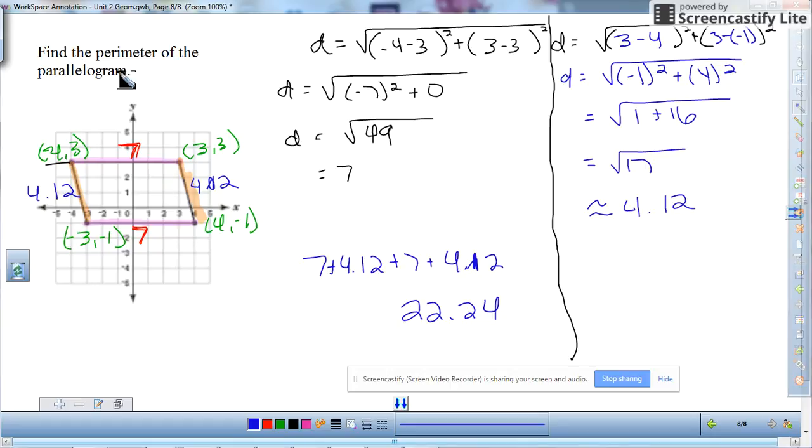And we actually remembered that for a parallelogram that the opposite sides were congruent. So we really only had to use that distance formula twice instead of having to do it 4 times. I hope that you found this review helpful, kind of giving you some examples of what you're going to see in that Unit 2 test.